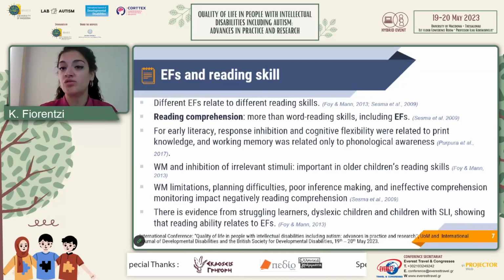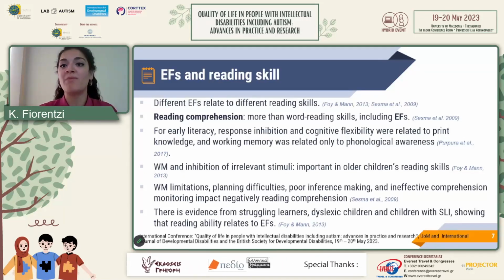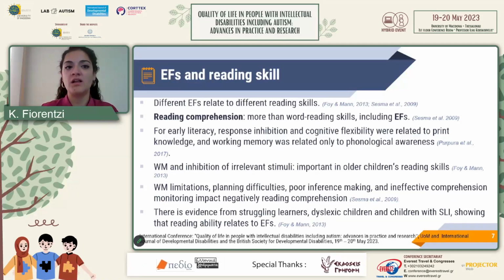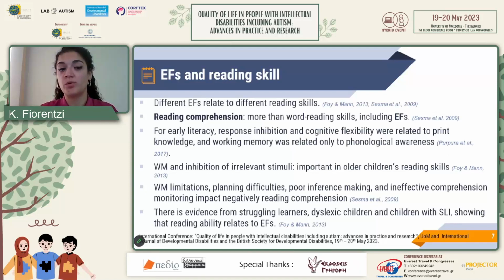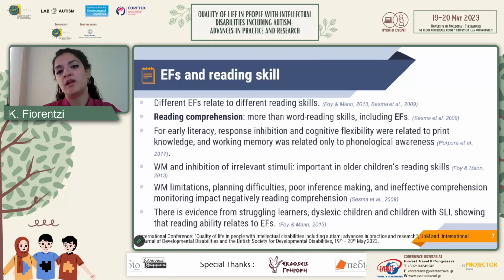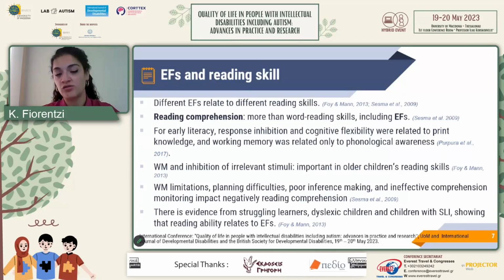And we moreover have indications of proficient readers in terms of fluency. So we have fluent readers who may lack understanding of a text. So this is again one indication that EFs are involved in reading comprehension. For early literacy, we see that response inhibition and cognitive flexibility are related to print knowledge, and working memory is related only to phonological awareness. However, this picture may change across lifespan.